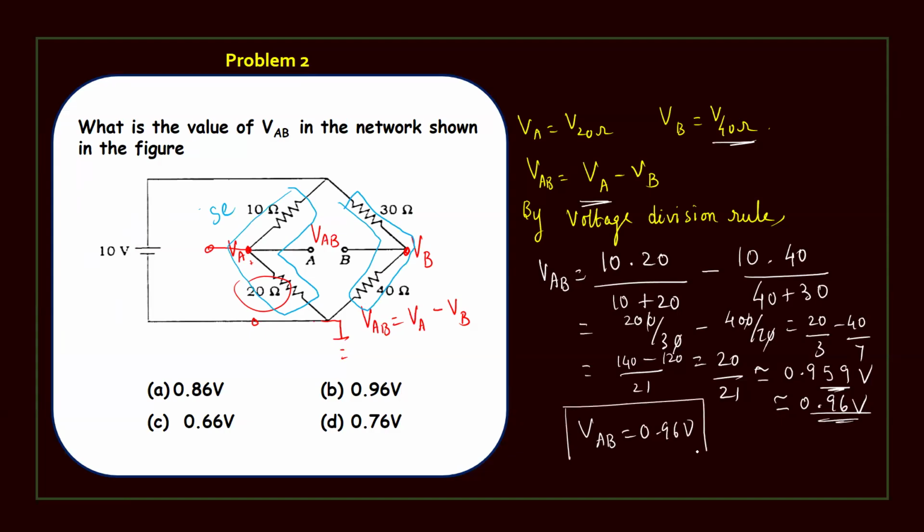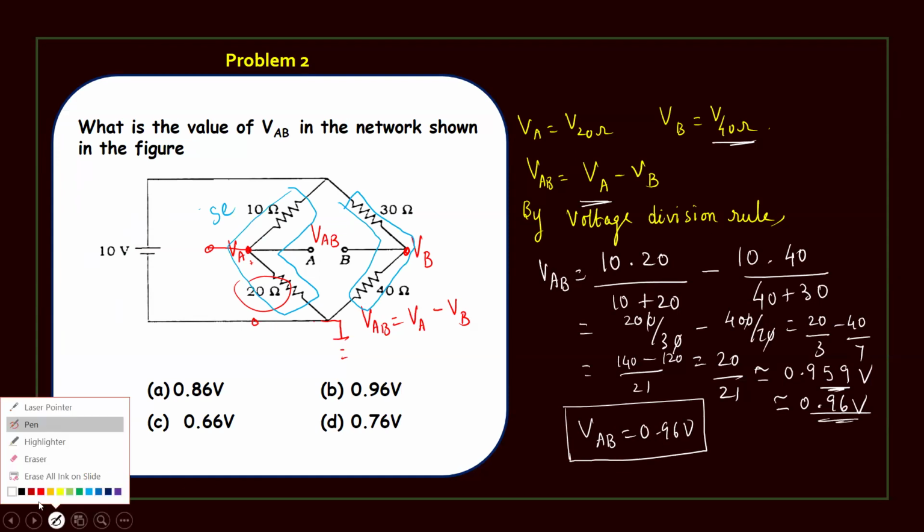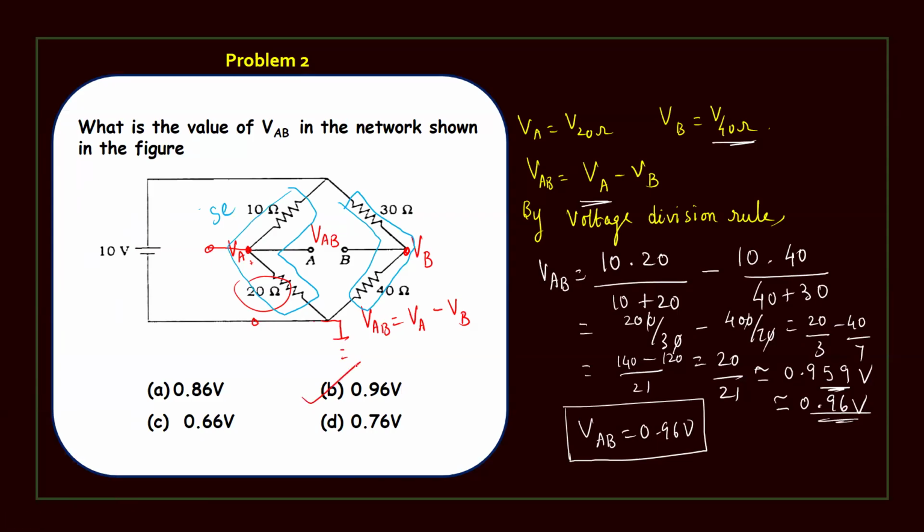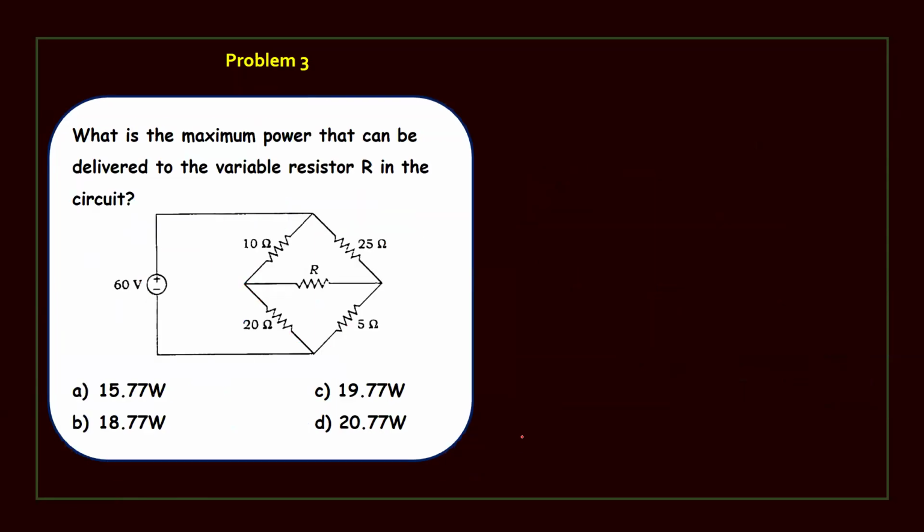So we have used the voltage division rule to find the voltage between the terminals A and B. So option B is the correct one. Option B is the correct one. So shall we move to the next problem?